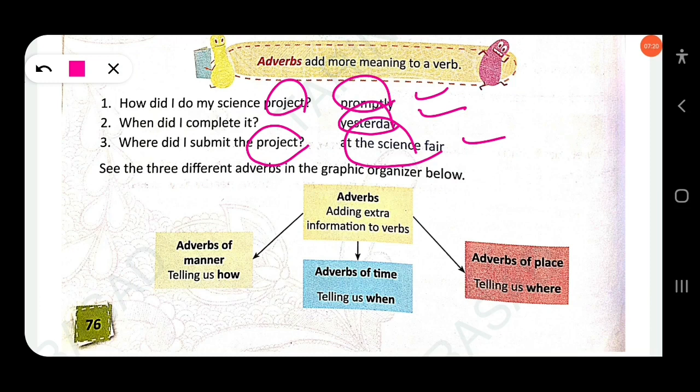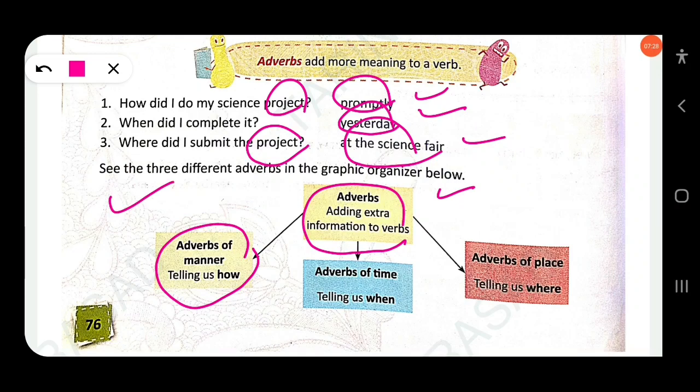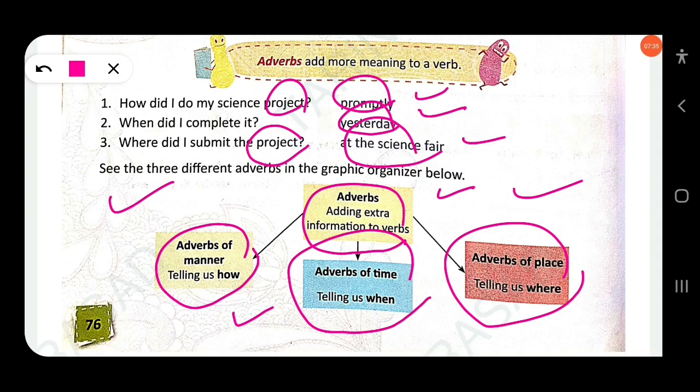So here, adverbs add extra information to the verbs. Adverb of manner tells us how the action is done. Adverb of time tells us when the action is done. Adverbs of place tell us where the action is done. Clear? There are 3 types of adverbs: adverb of manner, adverb of time, adverb of place.